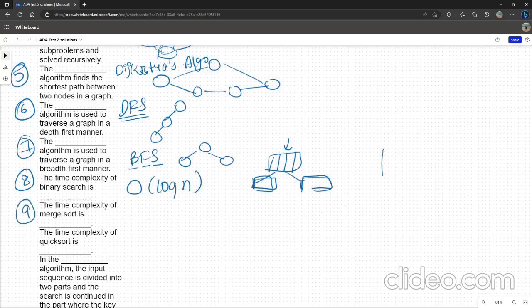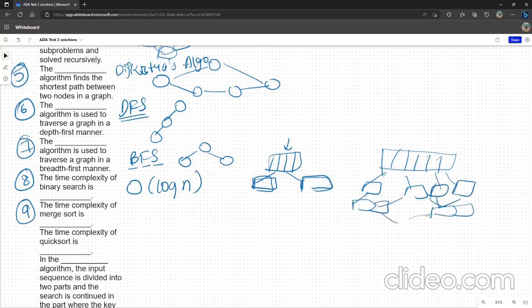Ninth question is the time complexity of merge sort is. In merge sort, we have to sort an array of elements. We first divide them and then recursively combine them to form our final array result. This takes an overall time complexity of O of n log n, as we have to traverse through it, combine it and divide it. So it will be n log n.